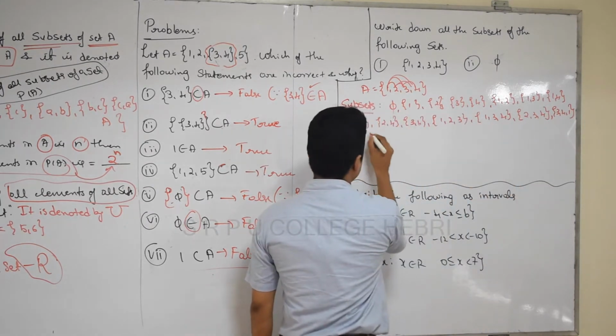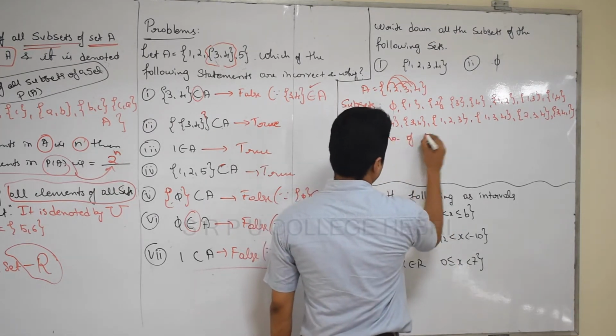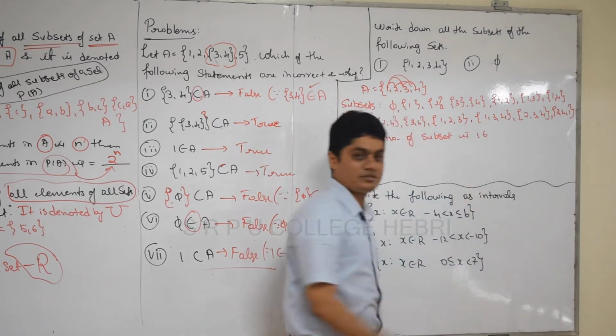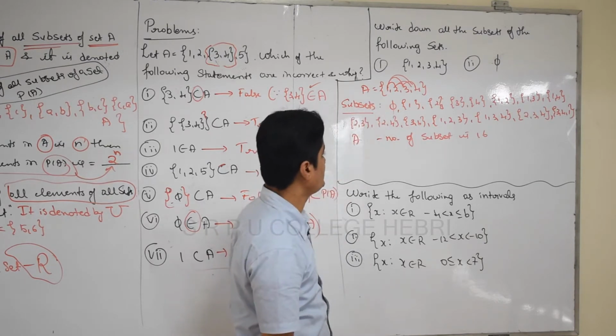So the last one is the set itself. So remember, the number of subsets is 16. So we got 16 in the list. Clear? So the answer to the first question is 16 subsets.